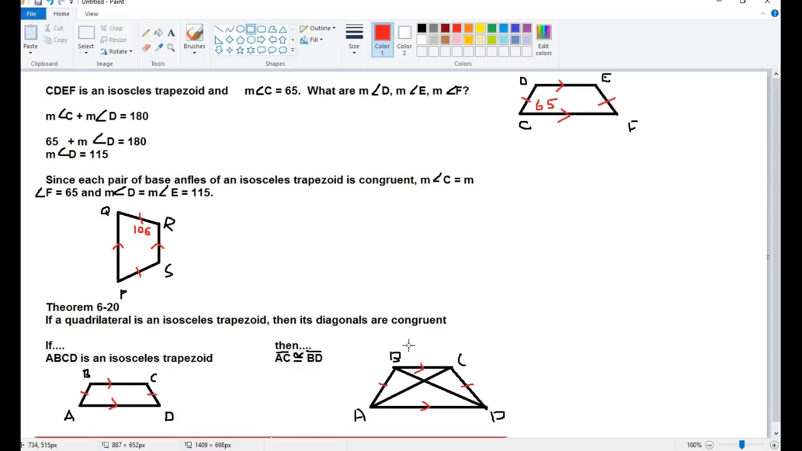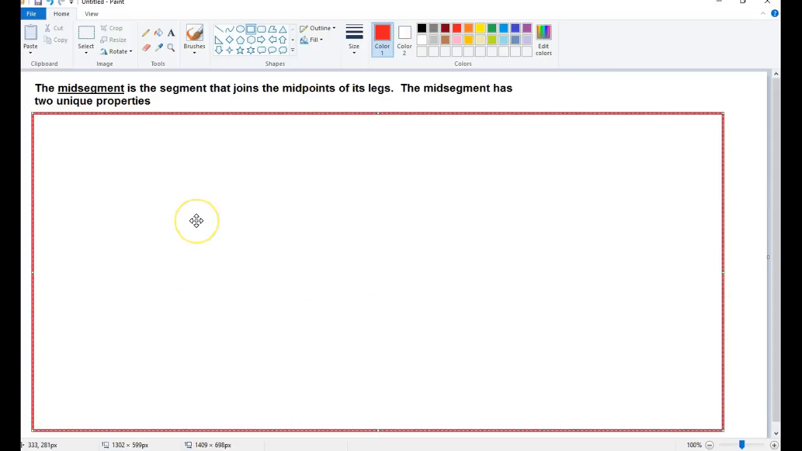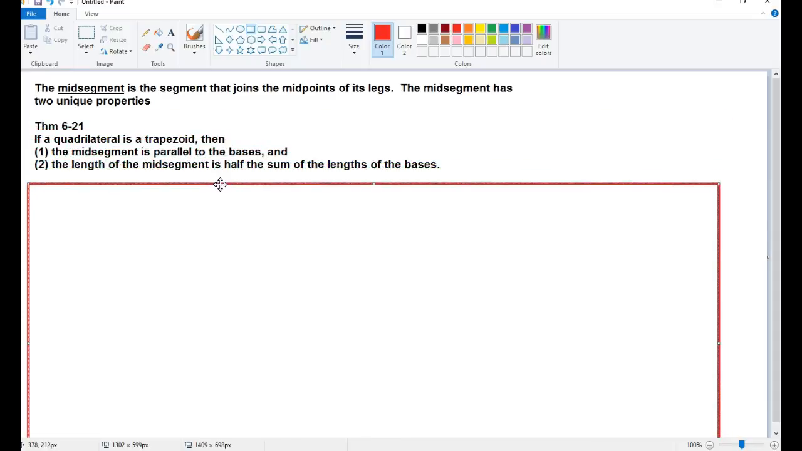The next thing we're going to be doing with trapezoids are midsegments. This next theorem is all about the midsegment. If you remember what the midsegment is with triangles, it connects the midpoints of two sides and cuts them into two equal parts. For trapezoids, it's the same thing. The midsegment is the segment that joins the midpoints of its legs, and it has two unique properties. If a quadrilateral is a trapezoid, then the midsegment is parallel to both bases, top and bottom. Also, the length of the midsegment is half of the sum of the lengths of the bases.